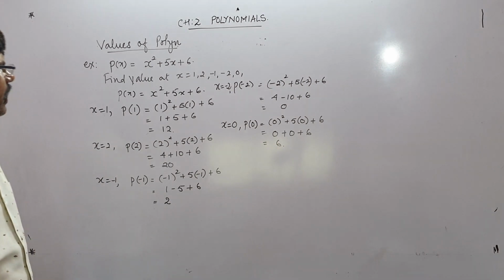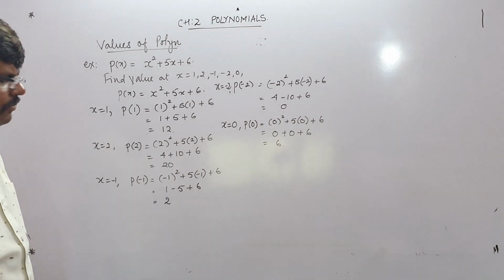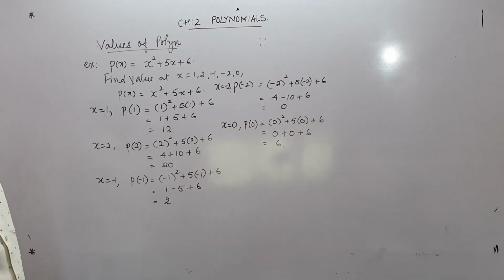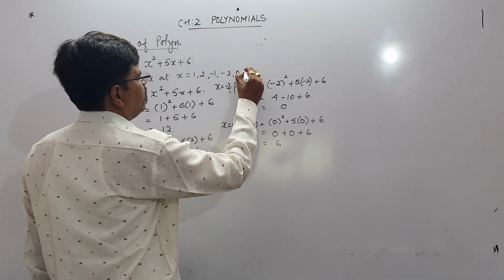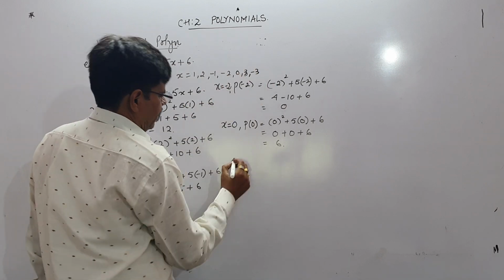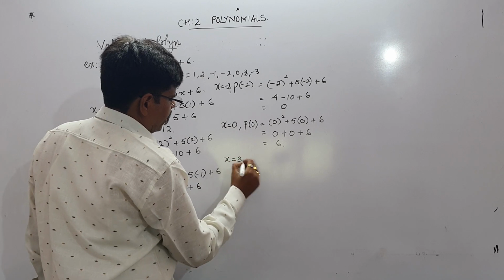Now here, one more important point we also need to keep in mind. If you look properly at the sum, we have P of x is equal to x square plus 5x plus 6. We used many values: x is equal to 1, x is equal to 2, x is equal to minus 1, x is equal to minus 2, x is equal to 0. We can further add 3 and minus 3. Say x is equal to 3.